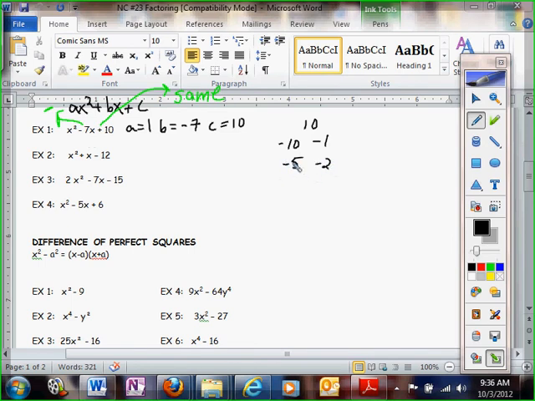So after I find my set of numbers, the next thing I want to do is divide by a, which is 1. The next step, if you remember, is that the x, or the variable you have, goes with the number on bottom. So it's simply 1x minus 5 and 1x minus 2. And that's your factored answer.